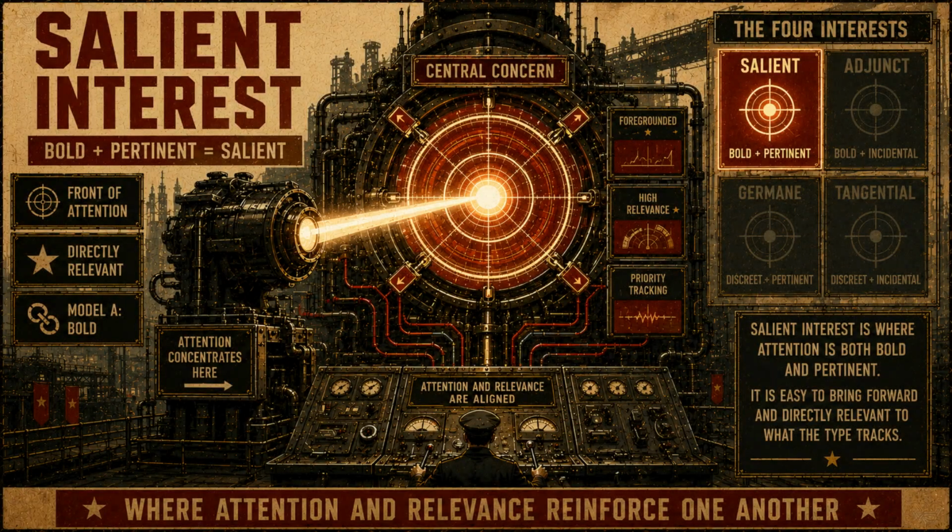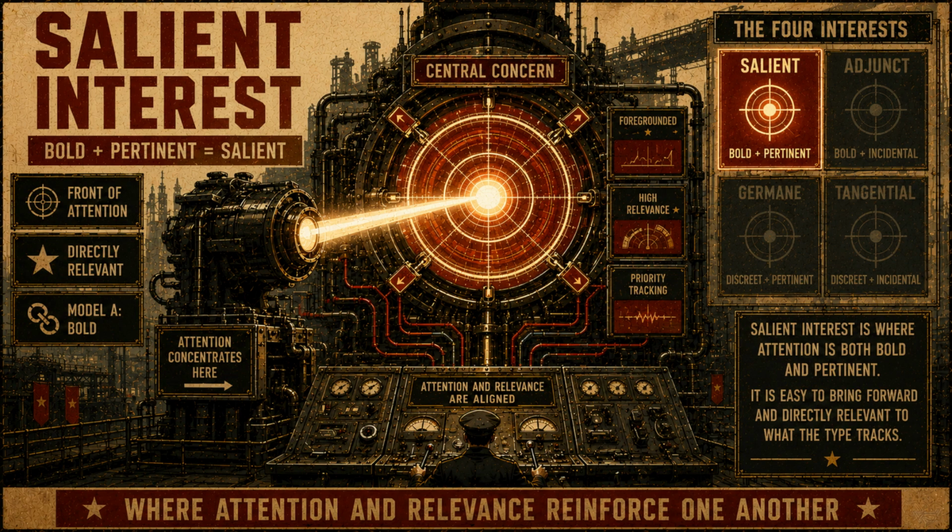The first interest group is salient interest. This is where the two axes are both at their most direct. The function is bold, so attention gathers around it strongly. It comes forward. It is easier to concentrate through, easier to speak from, and less hidden in the personality, but it is also pertinent. That means it is not merely visible, it is relevant to what the type is actually tracking. It belongs to the main field of concern. So, salient interest describes functions that are both prominent in attention and genuinely important to the type's orientation.